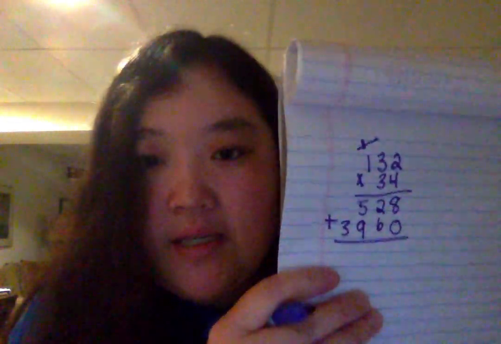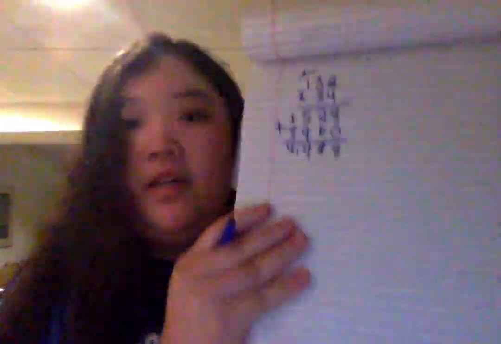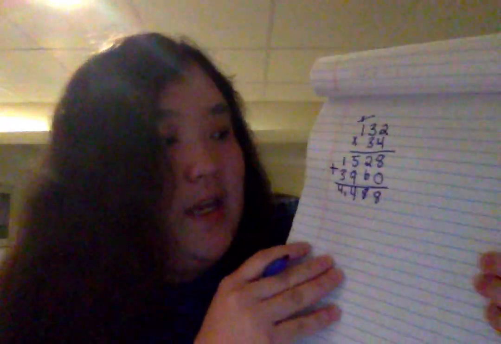From there, you are going to add these numbers up. 8 plus 0 is 8. 6 plus 2 is going to give me 8. 9 plus 5 is going to give me 14. Put the 1 over the 3. And 3 plus 1 is going to give me 4. So my answer for number 1 is going to be 4,488. And you're going to need to circle number 1 because the product is between 3,000 and 9,000.